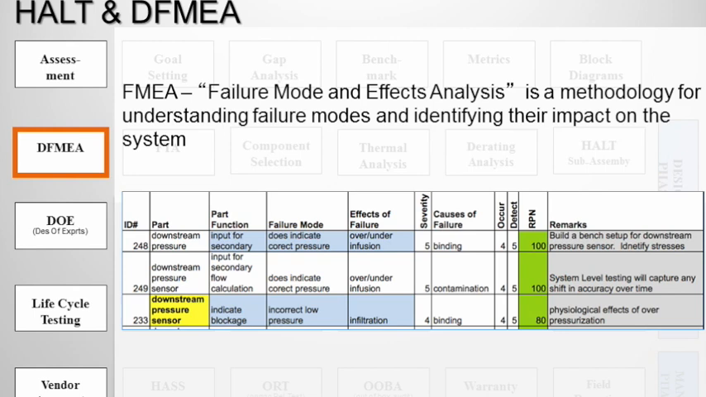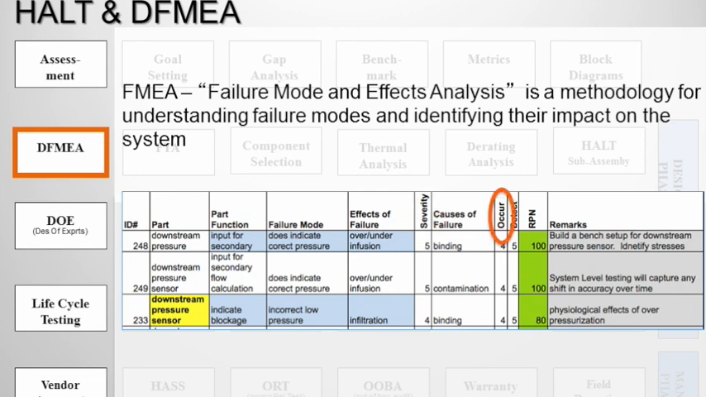So a failure modes and effects analysis is a methodology for understanding failure modes and identifying their impact on the system. You have your severity. You give a score to severity, which is going to be based on a scale of 1 to 5 or 1 to 10, identifying the amount of impact the hypothetical failure mode that's been identified has on the product.